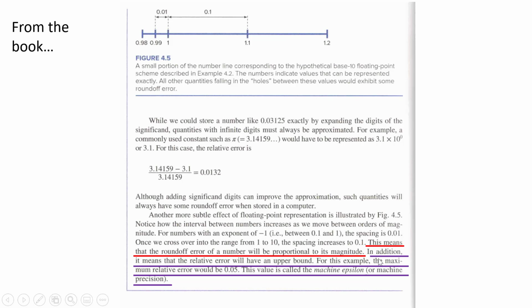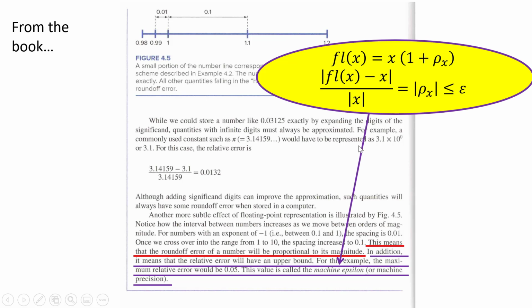Let's take a look at the next statement. In addition, it means that the relative error will have an upper bound. That's what I've been talking about. So the relative error, when I go and take the absolute and divide by the true value, that's going to be that rho x that I talked about earlier. And yeah, that's going to be less than the machine epsilon, 0.05 in the case of the two decimal digit example.